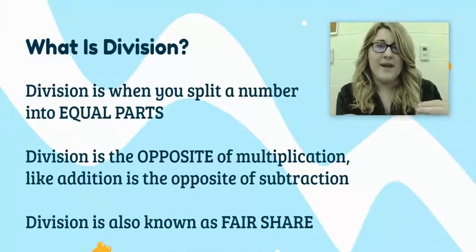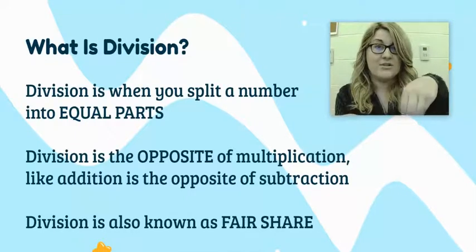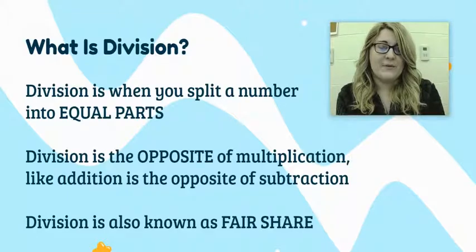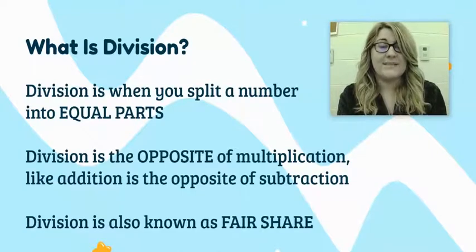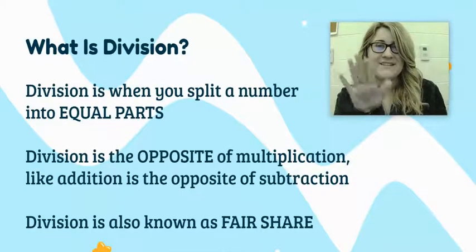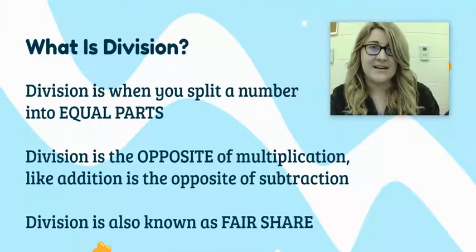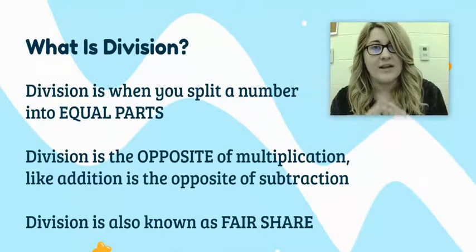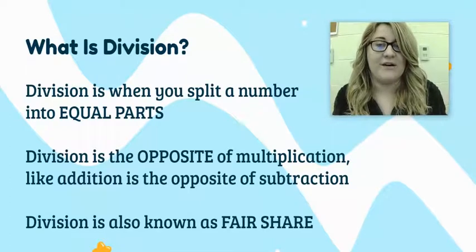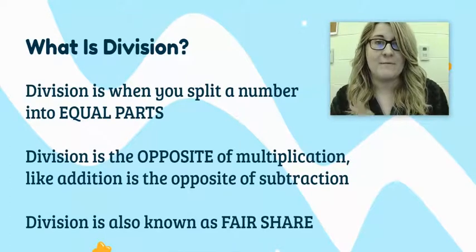And then you're going to go back, and you're going to give everybody a second one because you have enough to do that. And then you have 3 left, so you're going to go back and give everybody a third one. And then each person would have 3 lollipops. That's because 9 lollipops divided by 3 people means each person gets 3. So it's fair share. It's making sure that you're splitting up the big number equally between whoever you're sharing it with. So it's the opposite of multiplication.